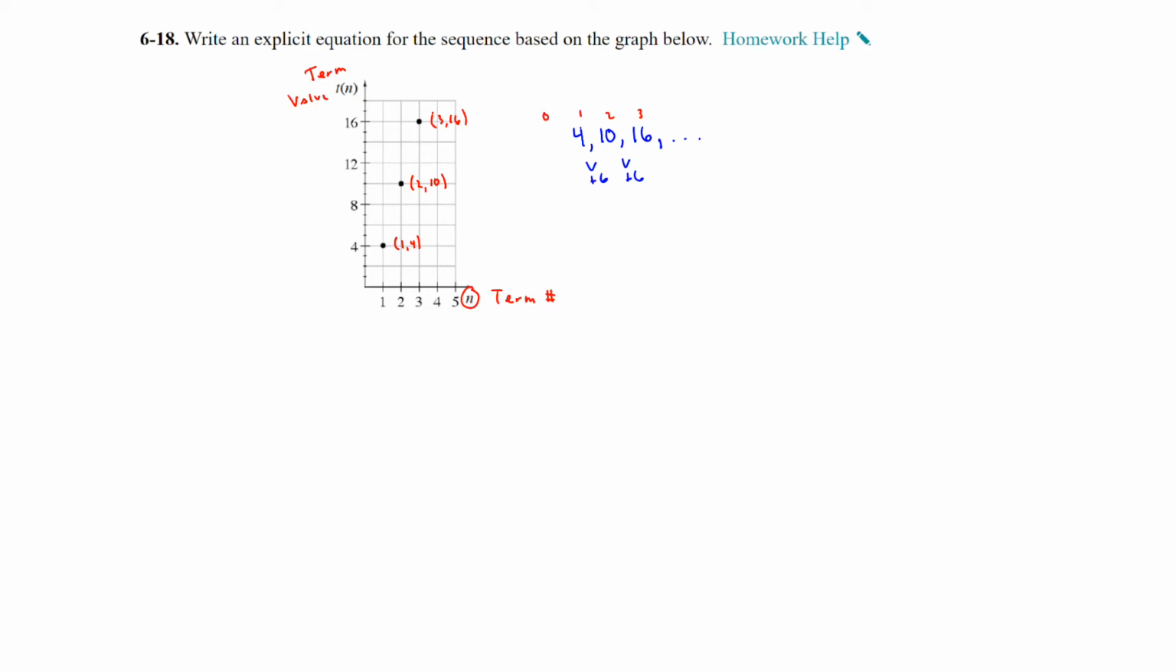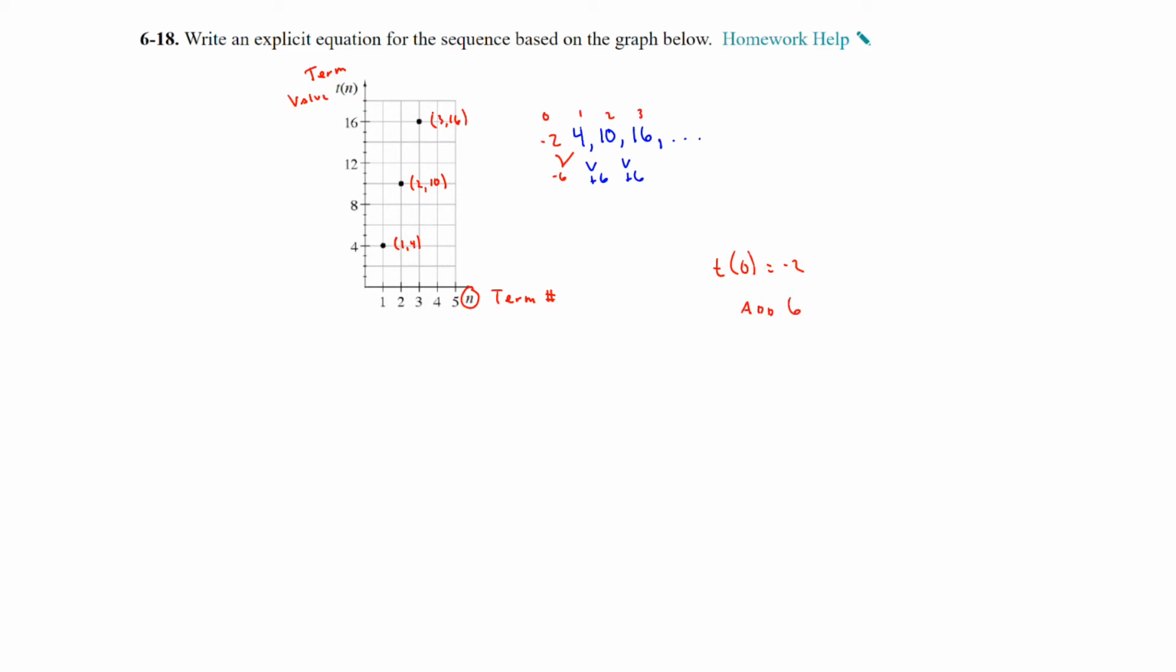So to get term 0, we work backwards, and we're going to subtract 6 to get that one, and if we do that, we would be at negative 2. So now we have all the information that we need. We have term 0 is negative 2. I'm going to use the t notation. So t of 0 is equal to negative 2, and we also know that we are adding 6.